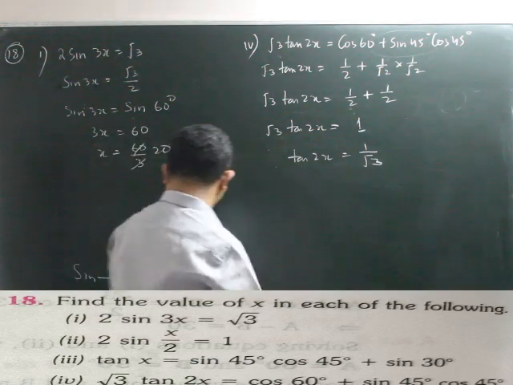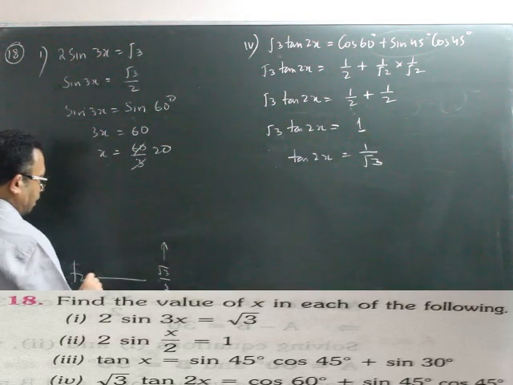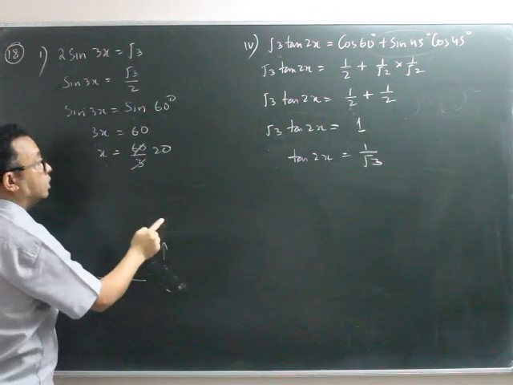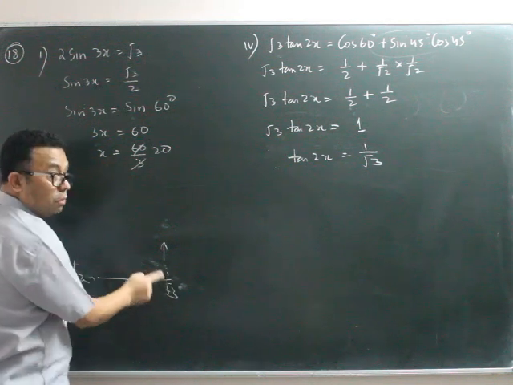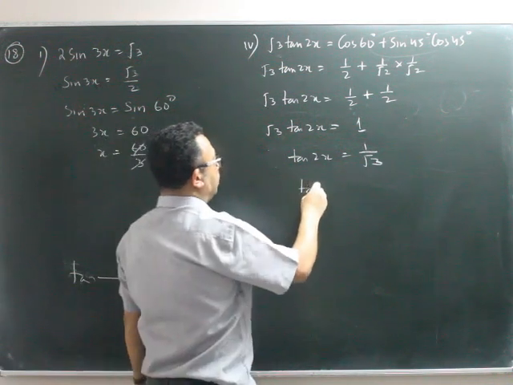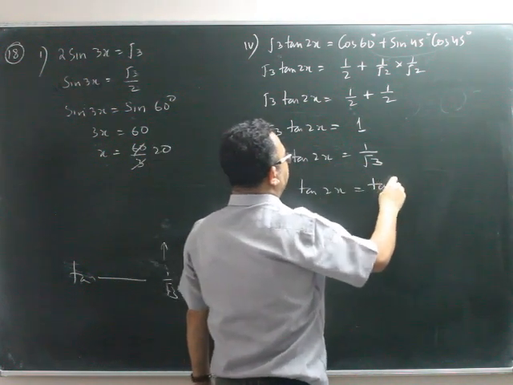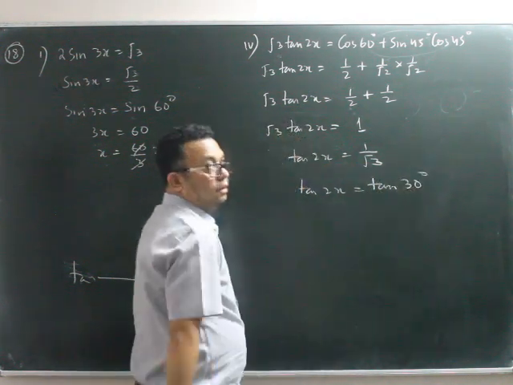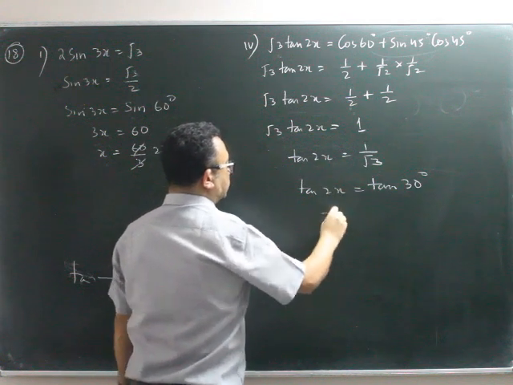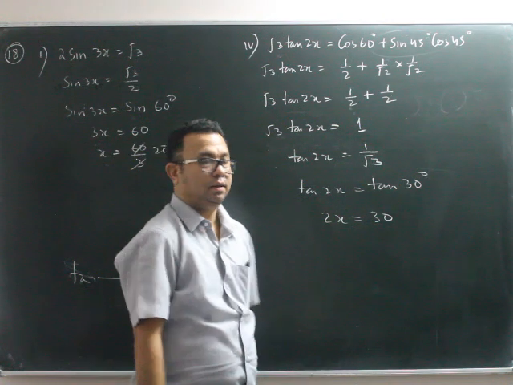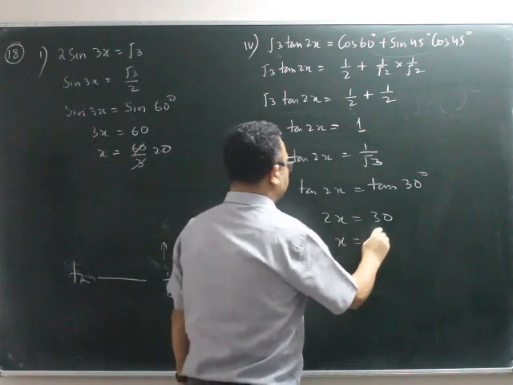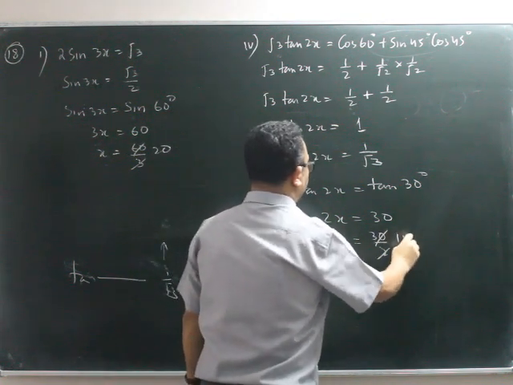Then tan something. Here in the table, tan of some angle might be 1 by root 3. Now tan of what angle is 1 by root 3? If you check the table, you will find that it is tan 30 degrees. So tan and tan are cancelled. So we have 2x equal to 30 degrees. So x value is 30 by 2, which is 15.